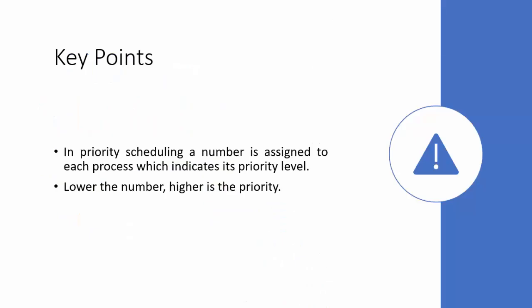In priority scheduling, every process is assigned a unique number which determines the priority level of that particular process. Lower the number, higher is the priority. So this means that हमने क्या करना है, हर एक प्रोसेस को एक नंबर असाइन करना है. अगर उस नंबर की वैल्यू कम है तो उसकी प्रायोरिटी ज़्यादा है. So ये जनरल कन्वेंशन है.